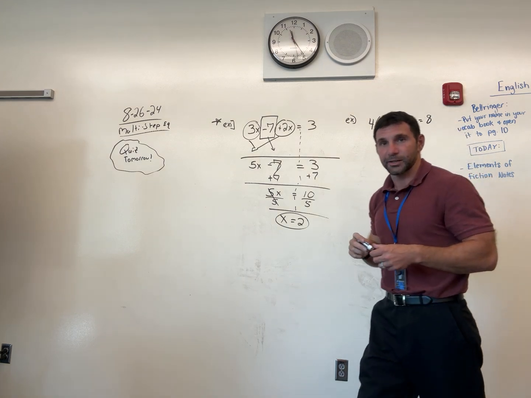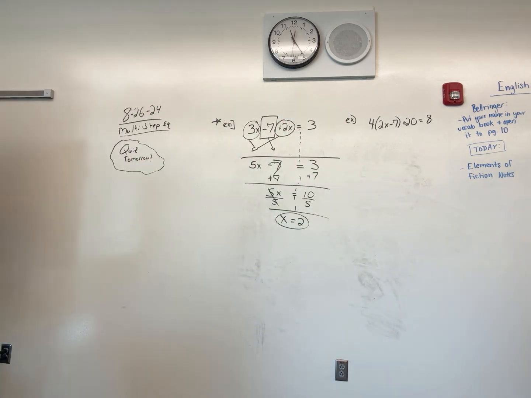I don't know if that's going to work. We might get a fraction. I just made it up in my head. So we'll see. We'll figure it out either way. 4 parentheses 2x minus 7 plus 20 equals 8. Whoa, doggy.